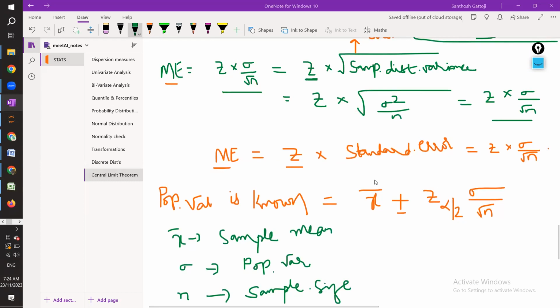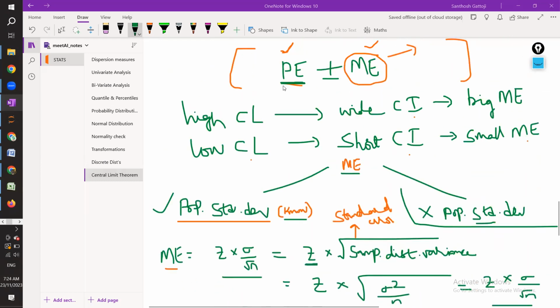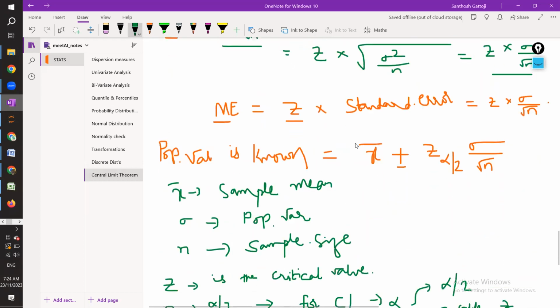Now this formula, let me know if this is clear. This is just derived from the point estimate plus margin of error. This is the point estimate, this is the margin of error. So is this formula okay to you? Yes, sir. Okay, fine guys.